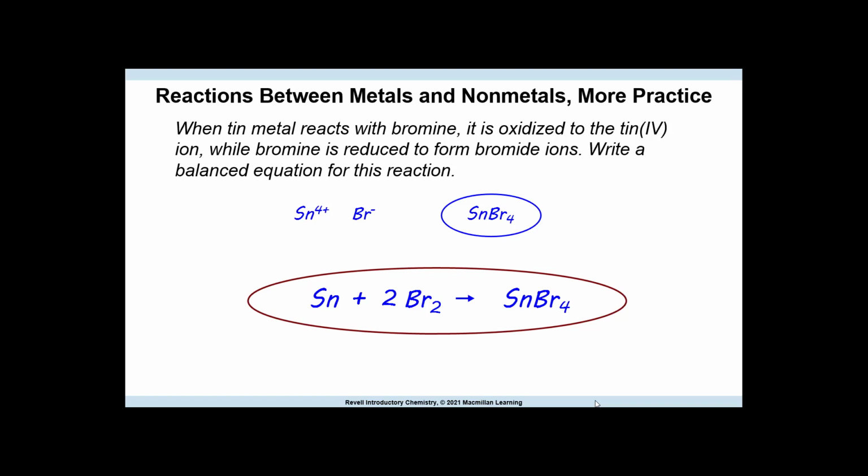The question indicates that tin 4 is formed. We know that each bromide ion has a charge of -1 because it's a halogen. So the neutral compound must have the formula of SnBr4. Why? Because it takes 4 bromide anions with a charge of -1 to cancel this out and make it a 0 charged compound. So as before, we write the equation of tin plus elemental bromine reacts to form tin 4 bromide.